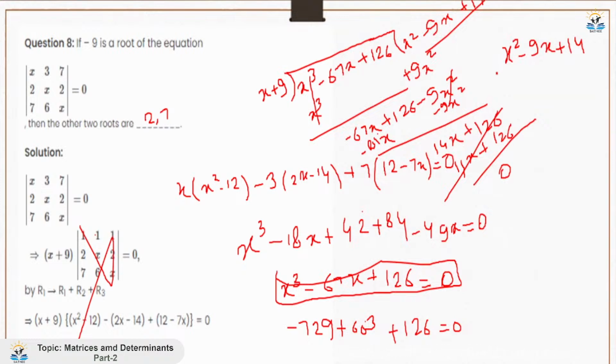You will take x square minus 7x minus 2x plus 14 equal to 0, and you will get x minus 2, x minus 7 equal to 0 as your final roots. So the final other two roots of this equation are 2 and 7.